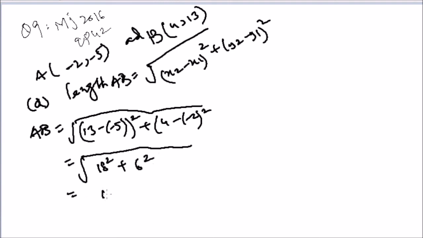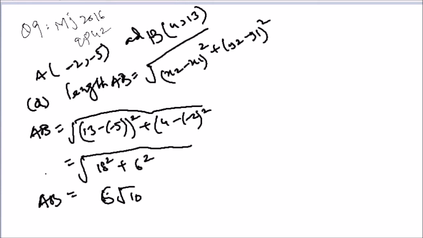So the result is 18 squared plus 6 squared. I'm using the calculator here to get this value. So 18 squared plus 6 squared, the result is 6 radical 10. That's the length AB.